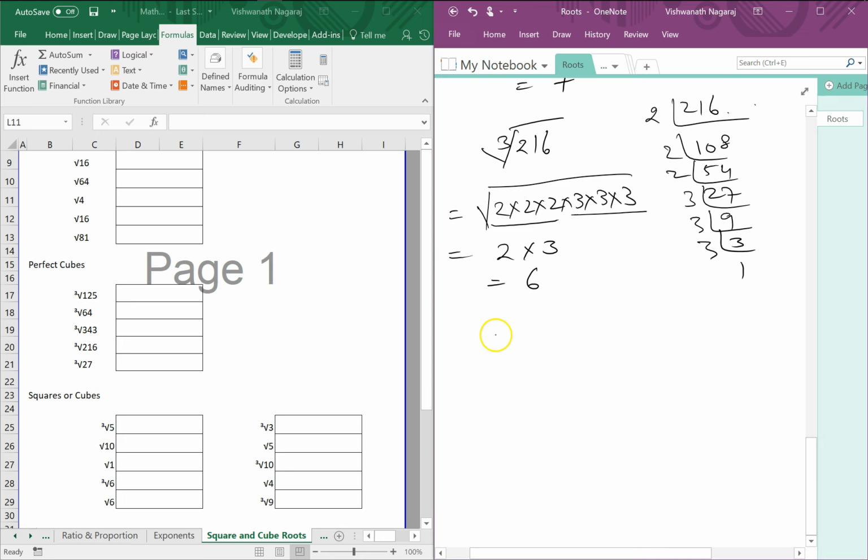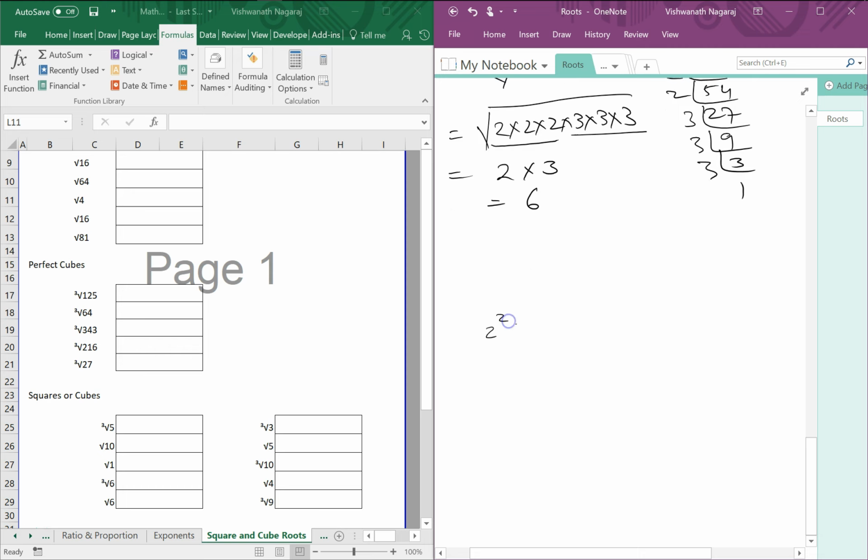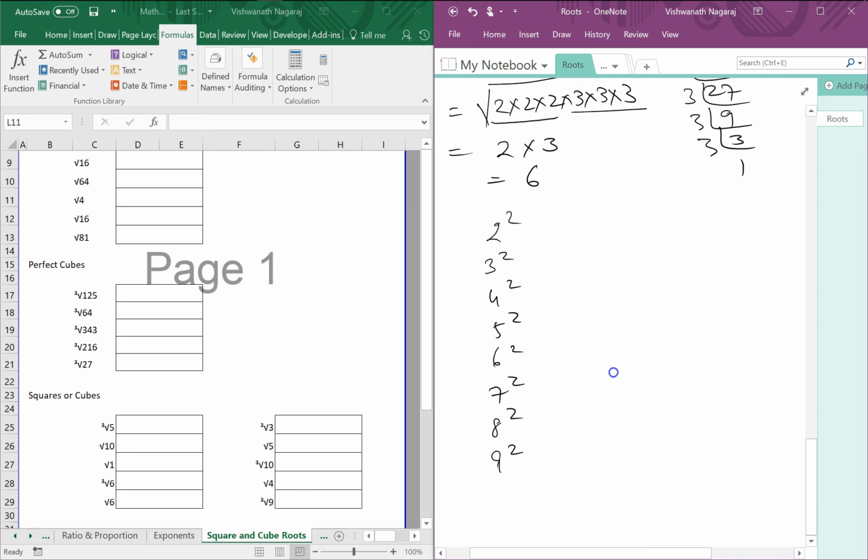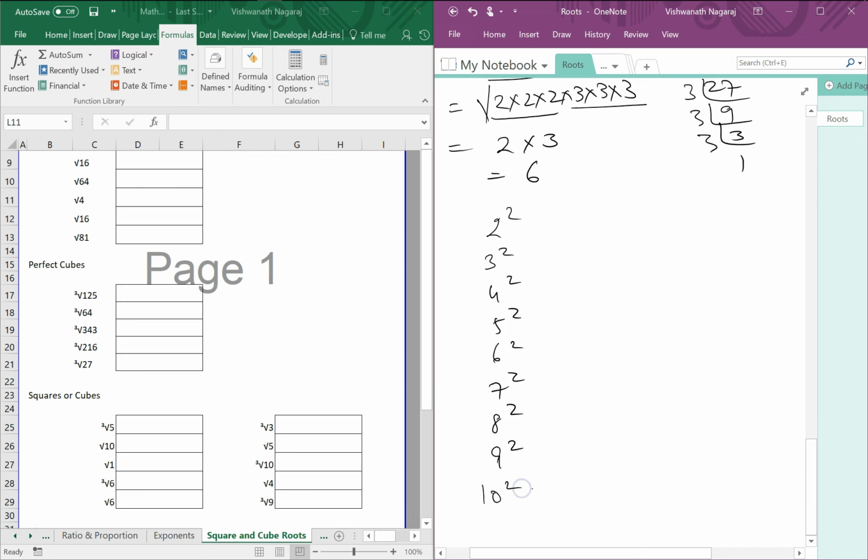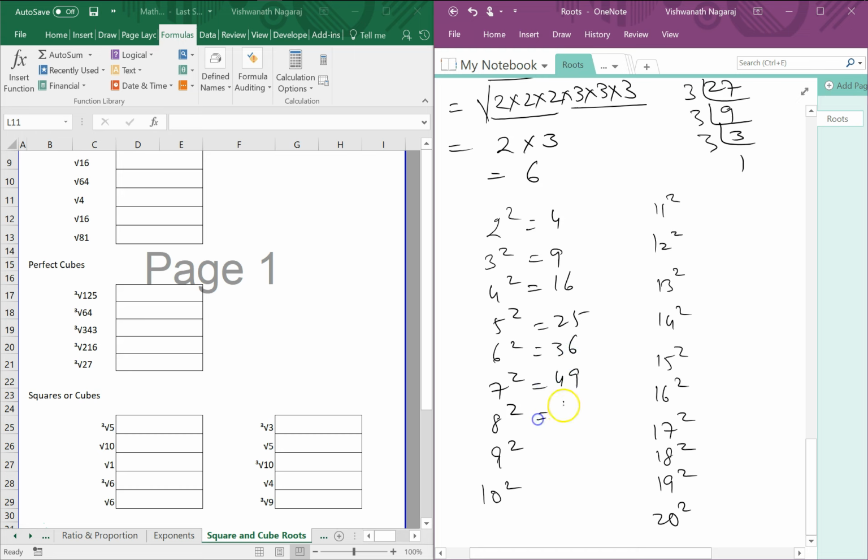remember this. So you need to remember 2 square, 3 square, 4 square, 5 square, 6 square, 7 square, 8 square, 9 square, 10 square, 11 square, 12 square, 13 square, 14 square, 15 square, 16 square, 17 square, 18 square, 19 square, 20 square. 2 square is 4, 9, 16, 25, 36, 49, 64, 81, 100.